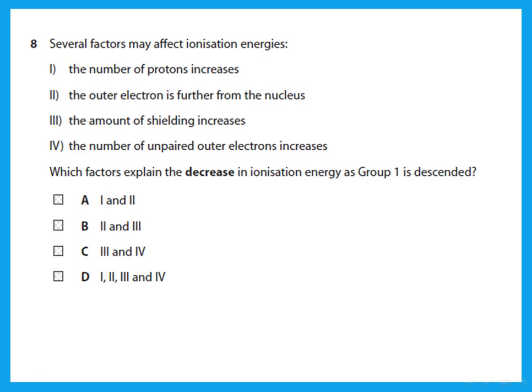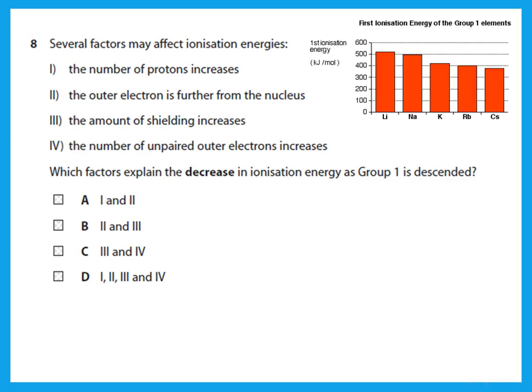Several factors may affect ionization energies, and he's asking which factors explain the decrease in ionization energy as group 1 is descended. So we're looking at group 1. We're looking at what happens to the ionization energy in group 1 as we go down. You should remember that the first ionization energy of the elements in group 1 decreases as we go down. Now, why does it decrease?